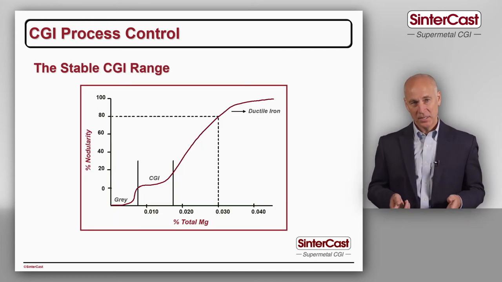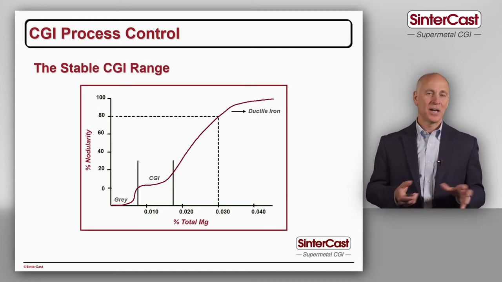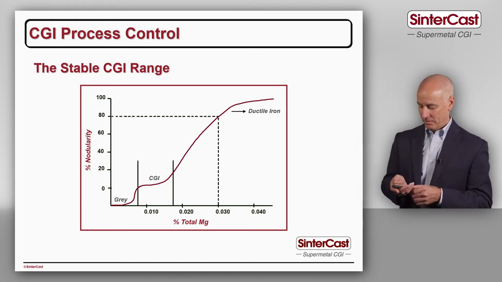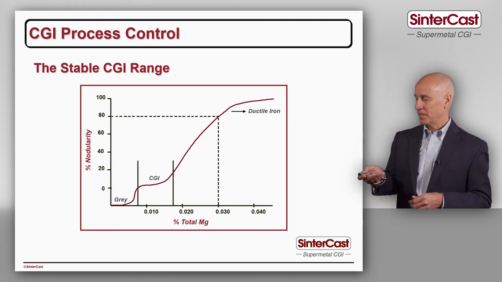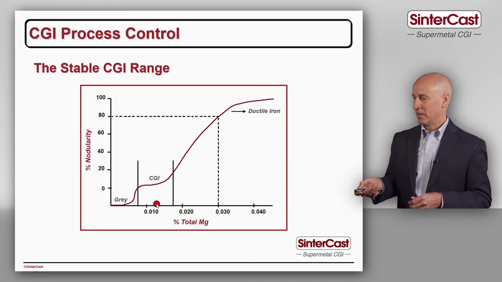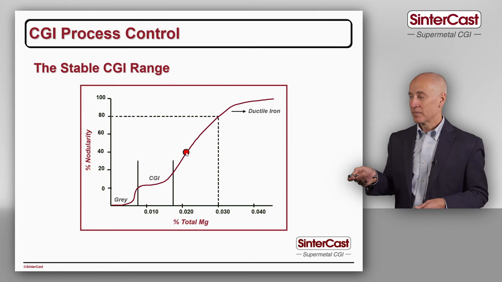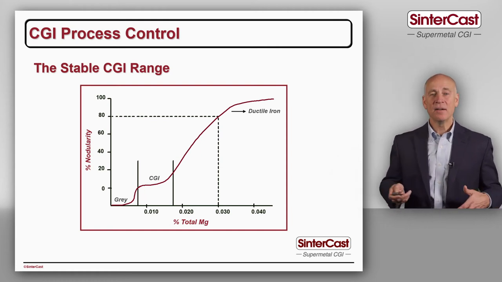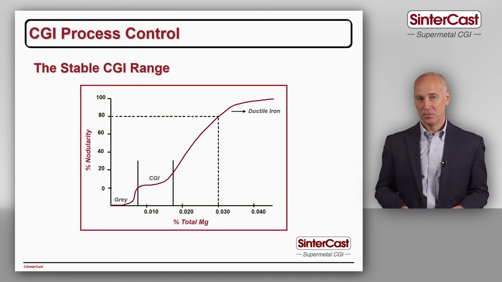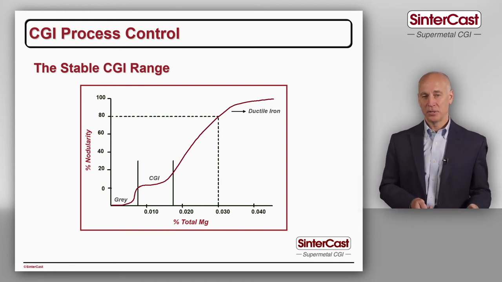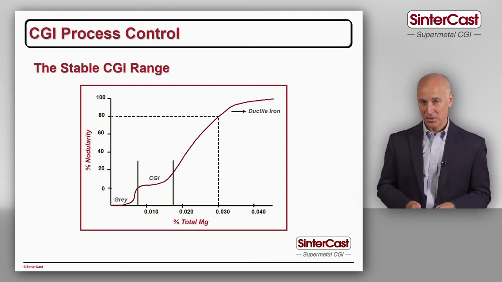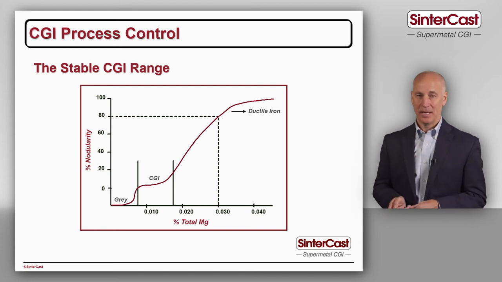So what it means is that the CGI target is always changing. If your philosophy is to control the chemistry and to target 12 magnesium every day because it's the middle of the CGI range, on a day when the oxygen and the sulfur are high, the plateau is up here, and 12 is flakes. So we have to change our control strategy when we think about CGI. The foundry grew up by controlling chemistry, but with CGI, we have to ignore the chemistry. We have to find out where the plateau is every day, and we have to go to that plateau.